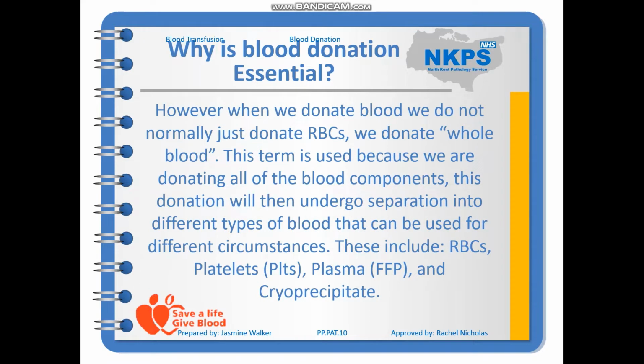However, when we donate blood, we do not normally just donate red blood cells, we donate what's known as whole blood. This term is used because we're donating all of the blood components. This donation will then undergo separation into different types of blood that can be used for different circumstances. So these include the red blood cells or packed cells, platelets, plasma, cryoprecipitate, and then there are some more specialist components, like granulocytes.